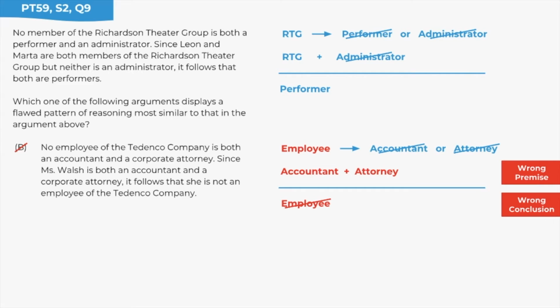So we have a mismatch in the premise, we have a mismatch in the conclusion, and we also have a mismatch in the validity because this argument is actually a valid argument. If no employee is both an accountant and an attorney, meaning you're either not one or not the other, and this person is both, and this person is definitely not an employee at the Tedesco company, that's a valid argument. That uses contrapositive reasoning. So we can get rid of answer choice B.